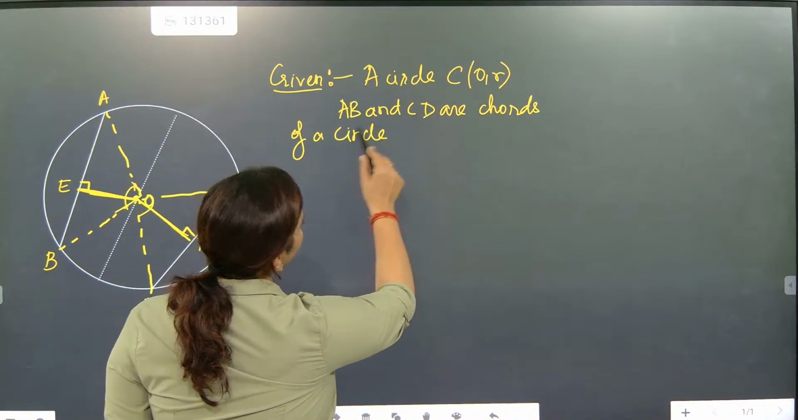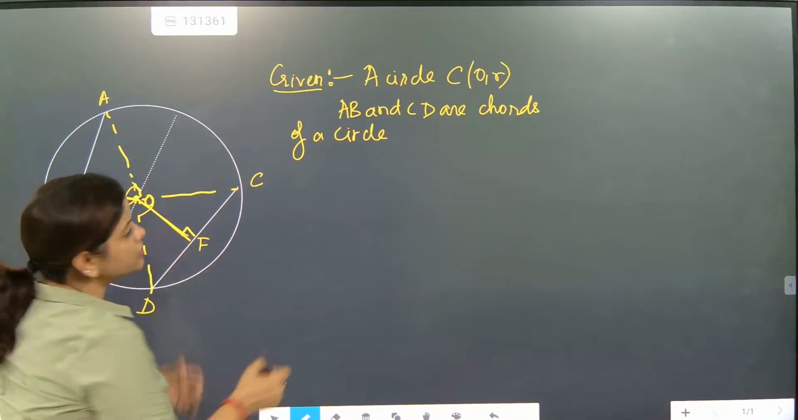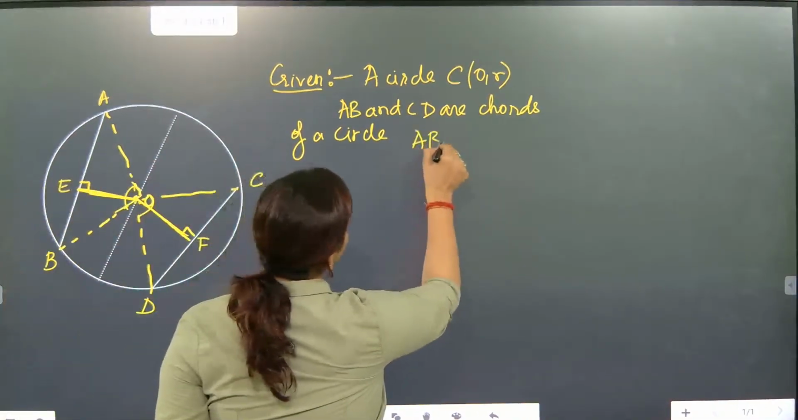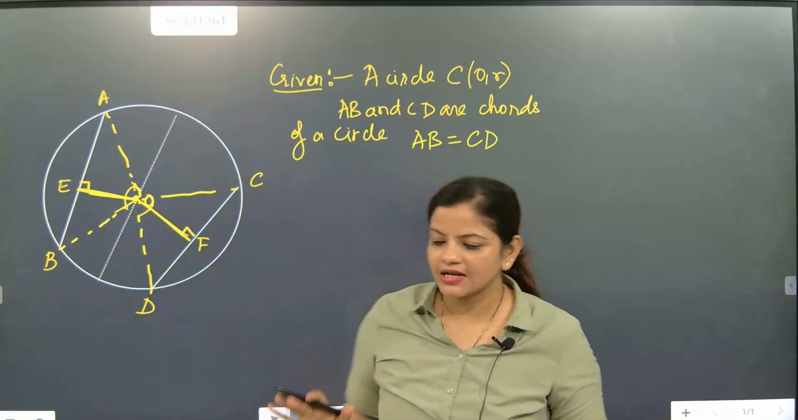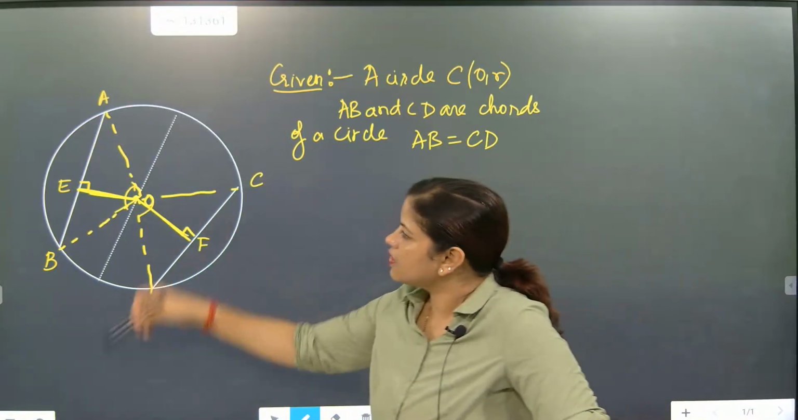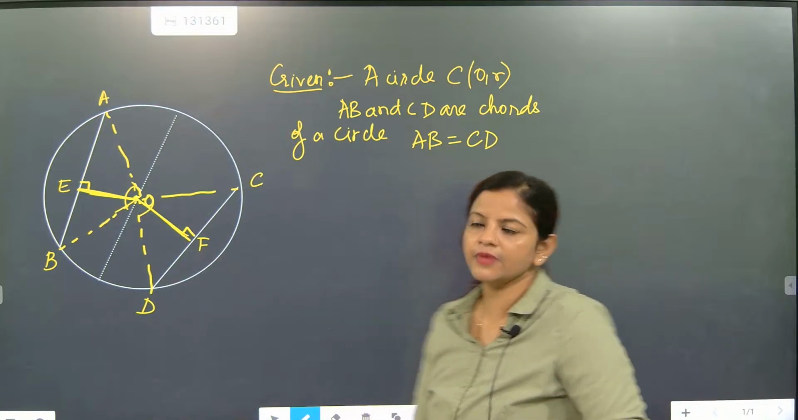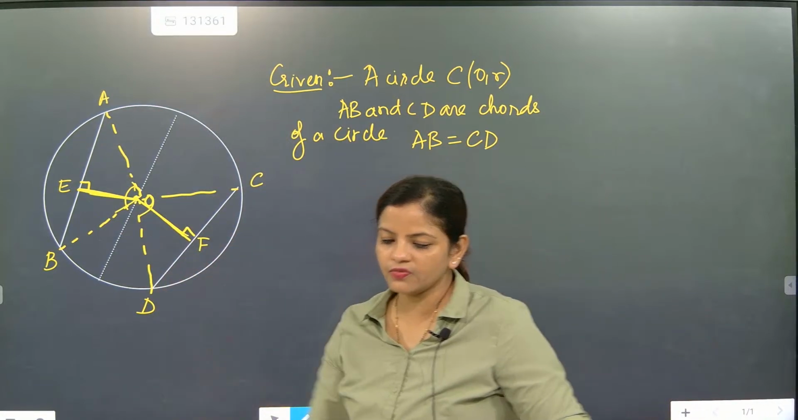So AB and CD are chords of a circle. So AB and CD are what, beta? Chords of a circle, and AB is equal to CD. Equal chords are given, na? So that part is exactly given to you. Now next part, we will start proving this section. Equidistance means we have to prove OE is equal to OF. That part we need to prove.